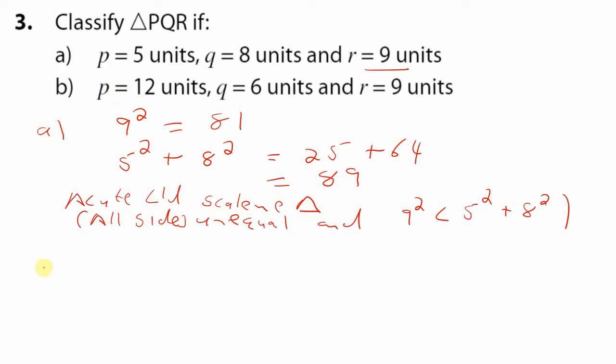So you try number B. Let's see how you do with number B. For those that are a bit uncertain, first hint, take the longest side, square it. Compare that to the two shorter sides squared added together.